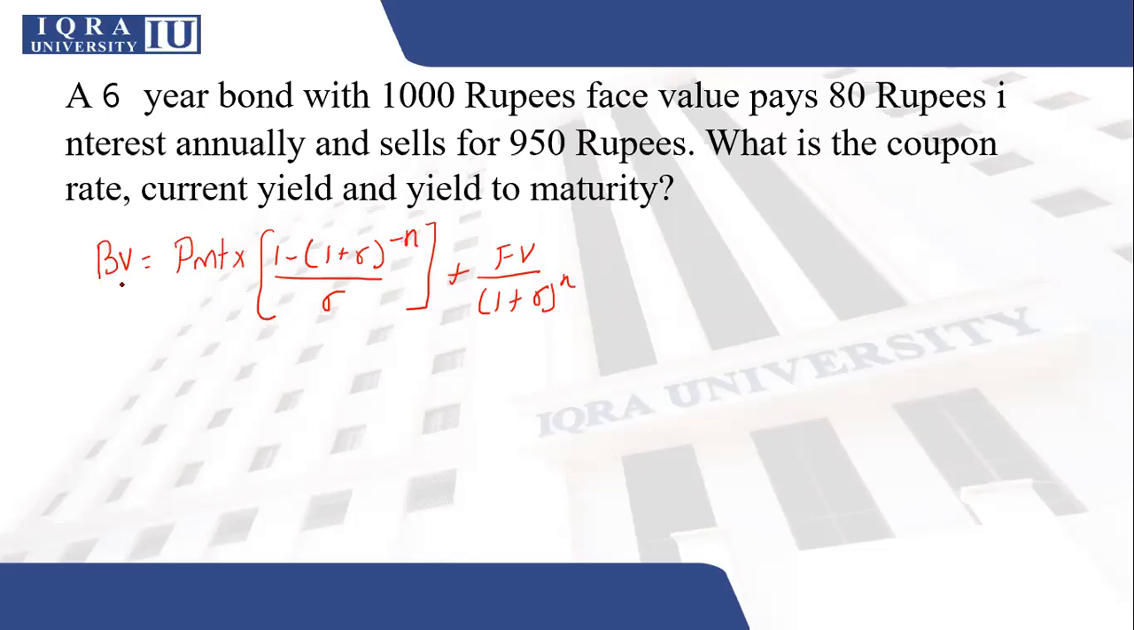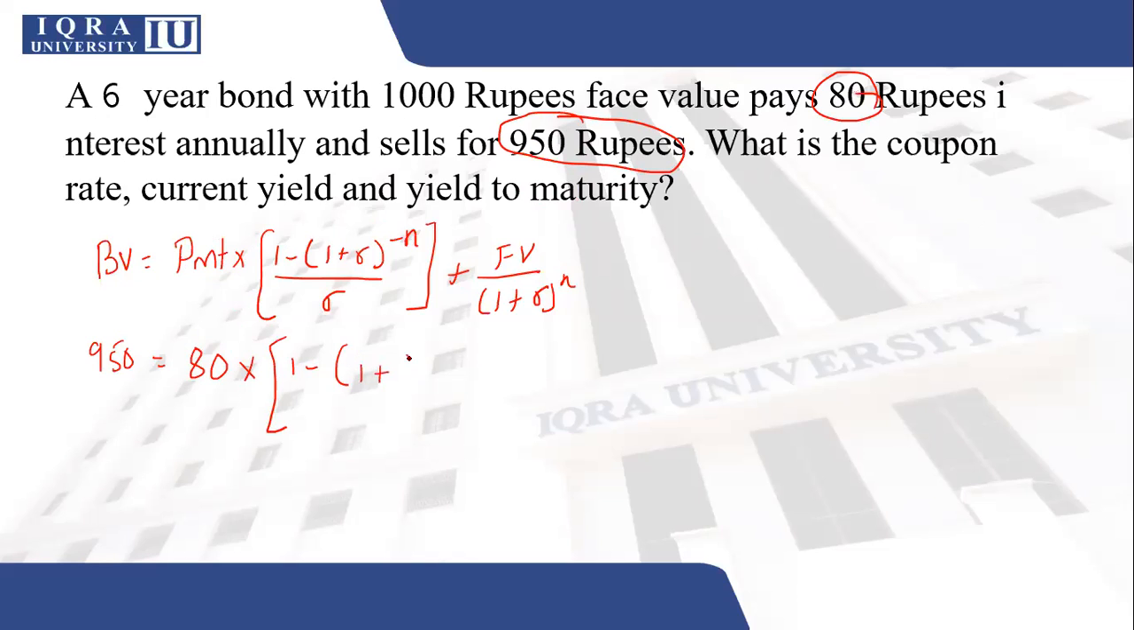So bond value, we have this value 950 rupees. This is the price at which the bond is selling. So this is the bond value, the price of the bond. So you can have 950 over here. Coupon payment is also given to you in the question. So we have 80 multiplied by, now we do not know what the R is. The R is missing over here.